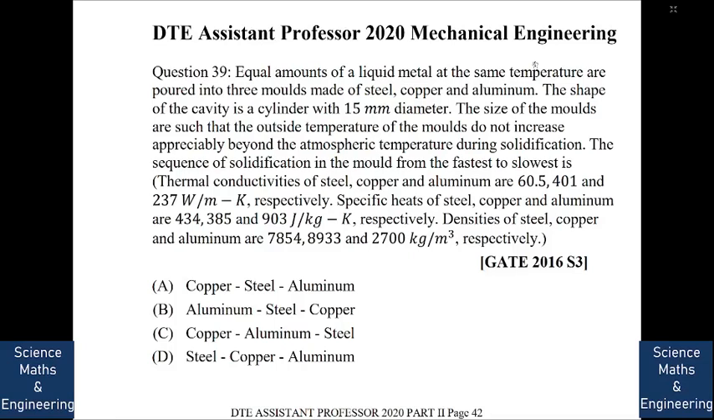Equal amounts of a liquid metal at the same temperature are poured into 3 molds made of steel, copper and aluminium. The shape of the cavity is a cylinder with 15 millimeter diameter. The size of the molds are such that the outside temperature of the molds do not increase appreciably beyond the atmospheric temperature during solidification. The sequence of solidification in the mold from the fastest to slowest is... So we are given the thermal conductivities of steel, copper and aluminium. Then we are given specific heats and the densities of all these 3 metals. So we need to find out which will solidify the fastest and which will solidify the slowest.